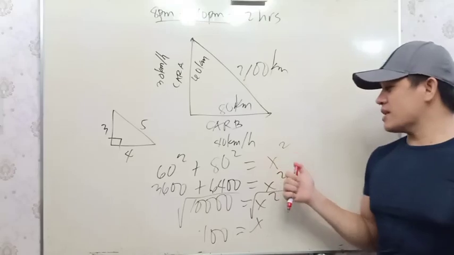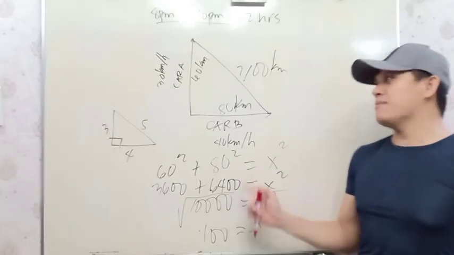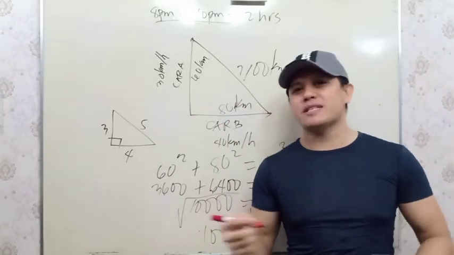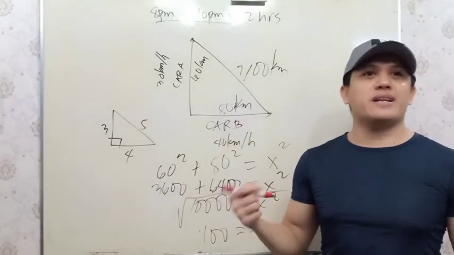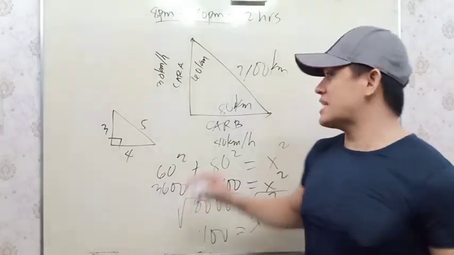See, if you are going to use the Pythagorean Theorem, you will just spend a lot more time than using the special triangle. You must familiarize yourself with the use of the special triangles, because in this kind of problem you will really use them, and it will really help you save time when you're going to answer the questions in the test. Okay, so that's it, 100 kilometers.